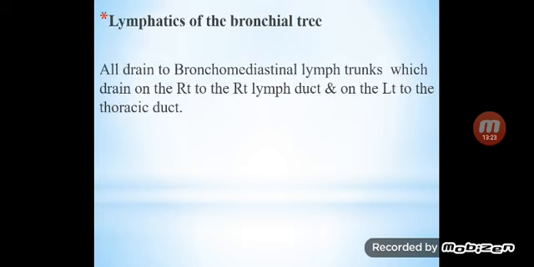What about the lymphatics of the bronchial tree? All lymphatics of the bronchial tree drain to the bronchomediastinal lymph trunks. The bronchomediastinal lymph trunks drain on the right side to the right lymphatic duct and on the left side to the thoracic duct. As easy as that. So this is all we have about the bronchial tree.